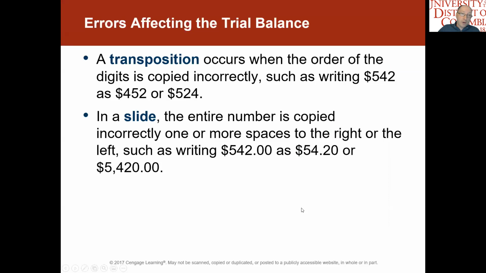Okay, so what happens when there's an error? A transposition occurs when the order of digits is copied incorrectly. So transposition error means I accidentally typed it in wrong. That's what that means, right? Such as writing 542 instead of 452. That's very common, especially when you're typing very quickly.